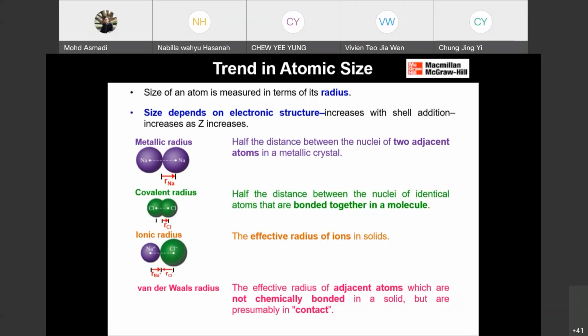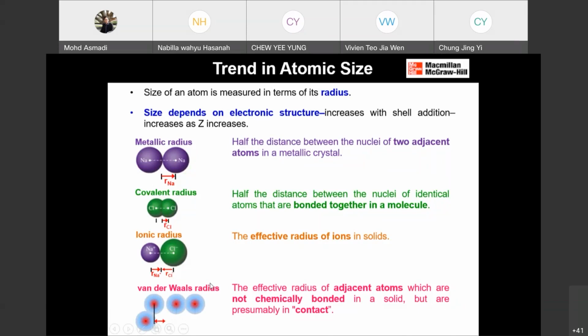And van der Waals we can consider as the secondary bonding. This is not chemically bonded like a primary bond, but it's mostly a close contact. It's like a touch between two atoms or two molecules. So that's why we call it that, presumably in contact. This one is an example of a contact between two molecules. We call this van der Waals.